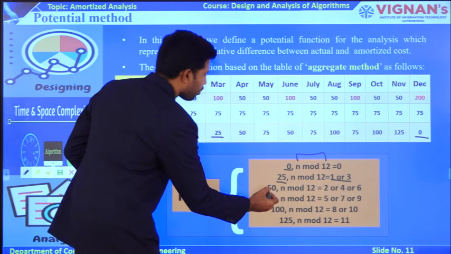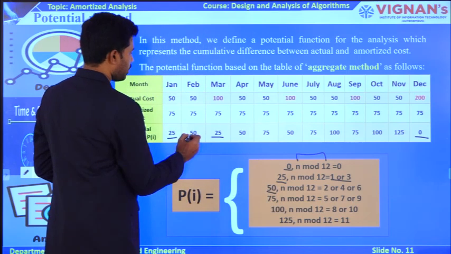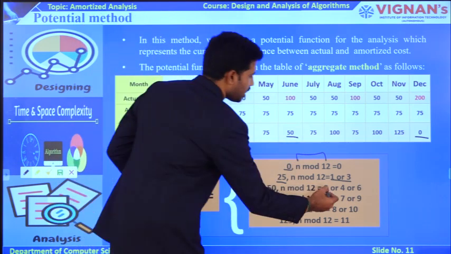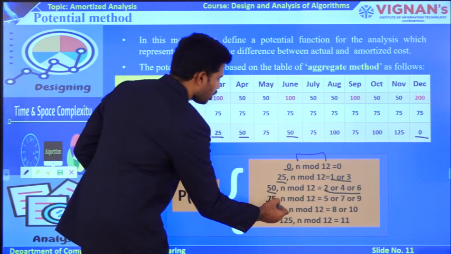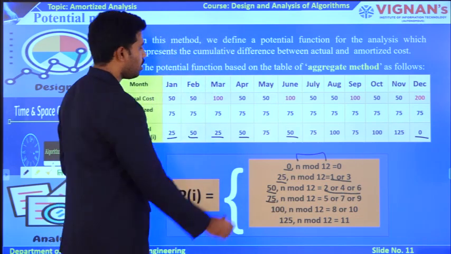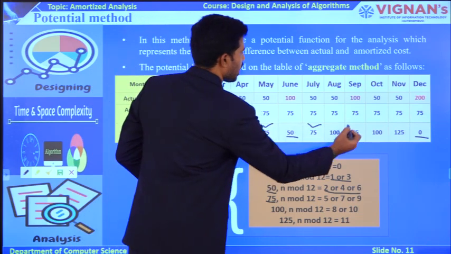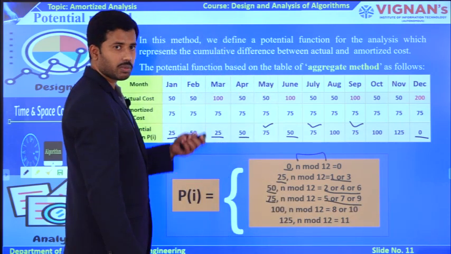Now I am going to get a potential function value of 50 for how many months? For the second month, for the fourth month, as well as for the 6th month. So that's why here it is declared as 2 or 4 or 6. And for how many months am I going to get a potential value of 75? For the 5th month, 7th month as well as 9th month. That's why here it is declared as 5th month or 7th month or 9th month.